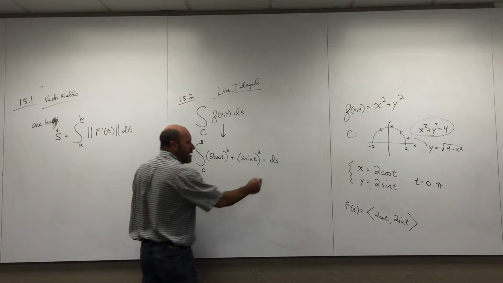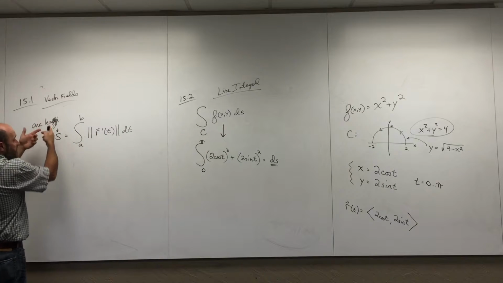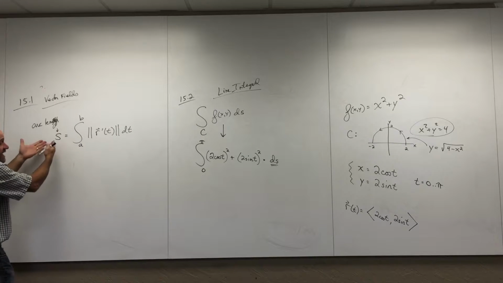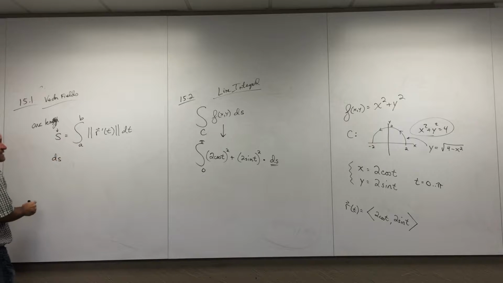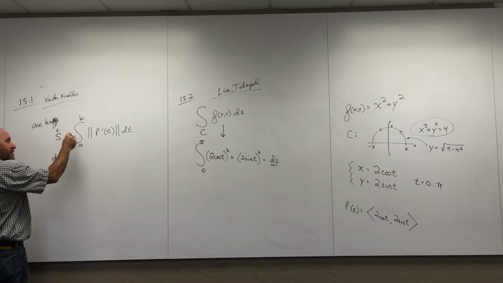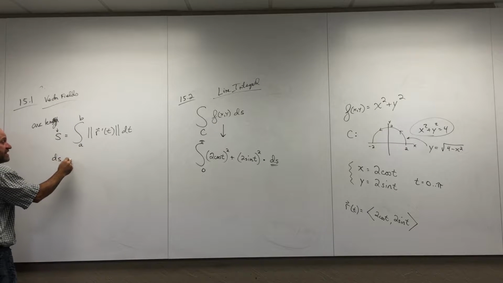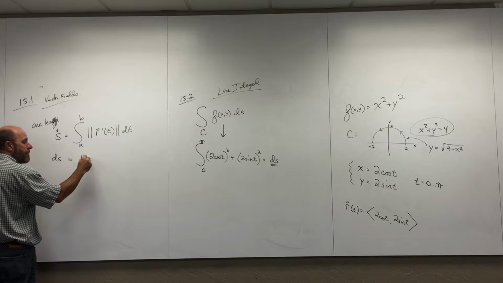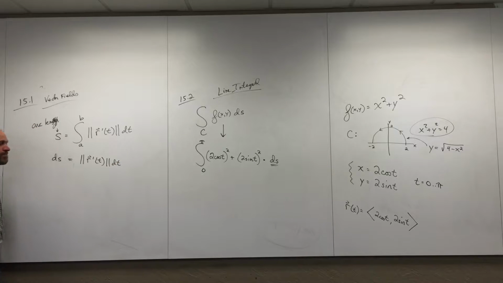So what I need for these problems is ds. I've just tried to remind you what s was. S was the arc length, and it was this integral. Well, I want ds. So ds is sort of the derivative of this. If I took the derivative of this integral, I'm going to just knock out the integral, and I'm going to say that the derivative ds is this, without the integral symbol.